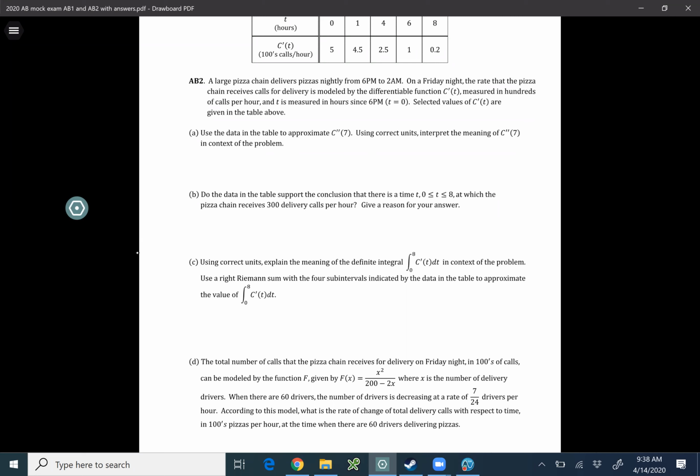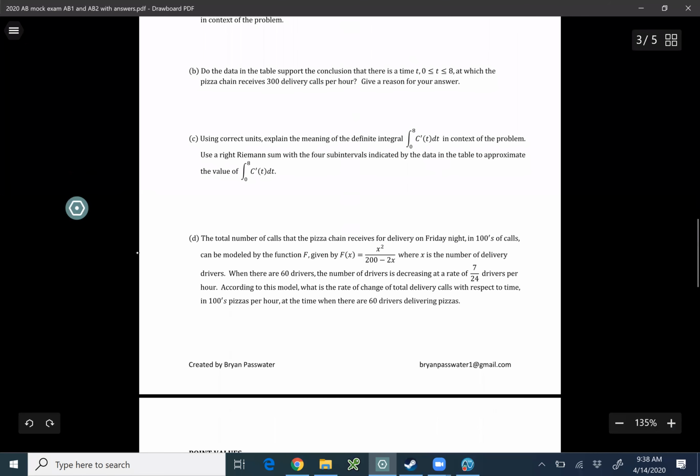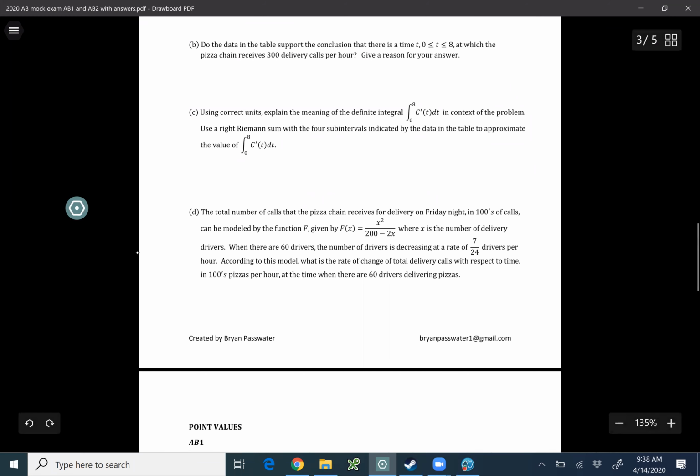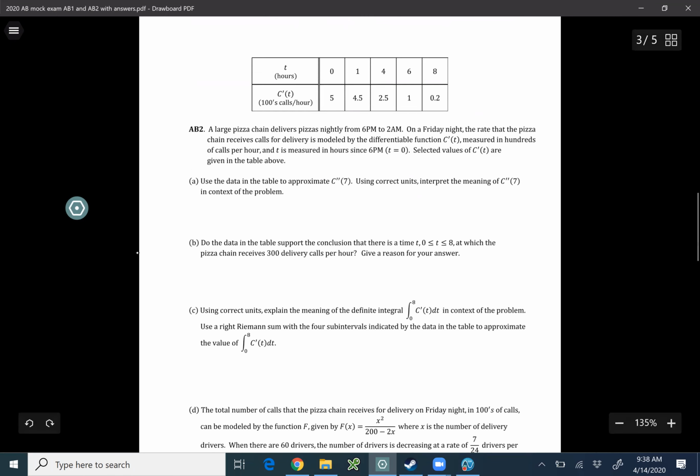When they word it like that, that's something we've talked about, hinting that you should use a certain theorem or a certain formula. Part C is just a right Riemann sum. And part D, they give us an equation and we have to use that equation. We've done this type of question a bunch of times.